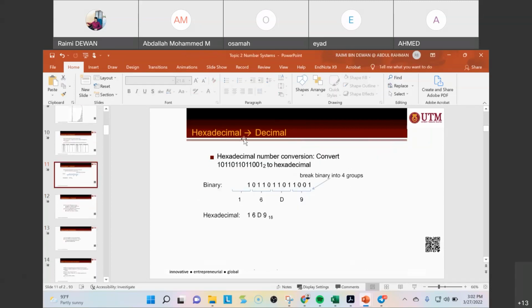So now we will go to hexadecimal to decimal conversion, meaning hexadecimal, base 16, to decimal, which is base 10.